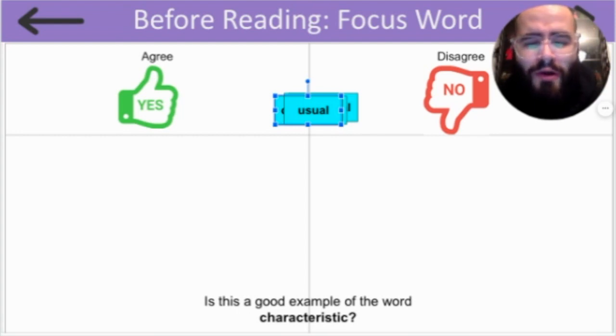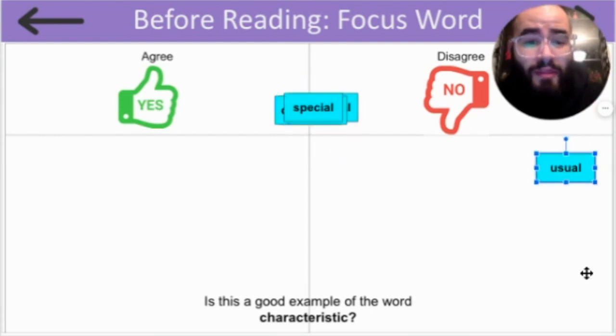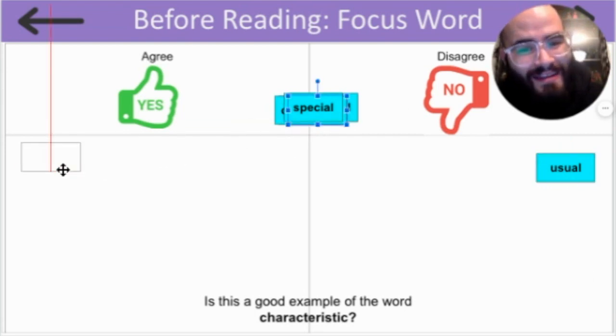Now I want you to think of our focus word characteristic. Look at each word and decide, is this a good example of the word characteristic or not? Let's do it together. Usual. When something is usual or common, is this a good example of the word characteristic? No, it's not. Characteristics are what sets people, things, or animals apart. How about special? Yes, when something is special, it is unique.